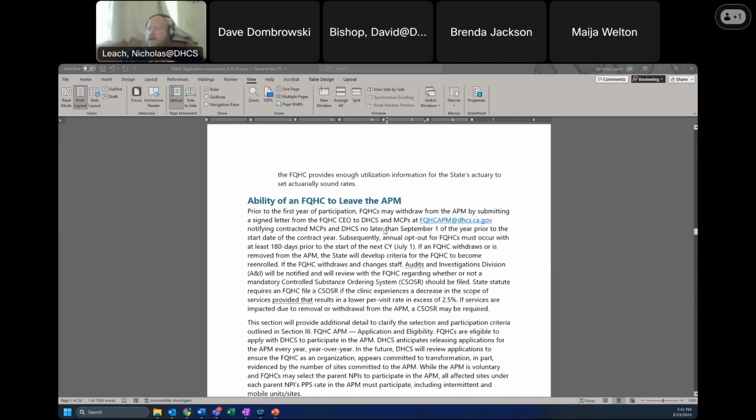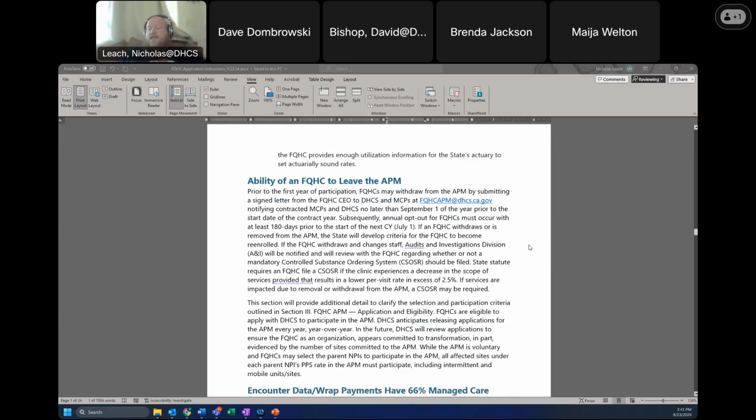So here's a little bit more information on the ability to leave the APM. What we talked about is September 1st, the year prior to the start of the contract year, for any site participating for the first time. Then going forward, if someone is in the APM, subsequent annual opt-out for MCPs must occur within 180 days prior to start. That has to do with the timing for DHCS to submit our rates to CMS and make sure everything is applicable there.